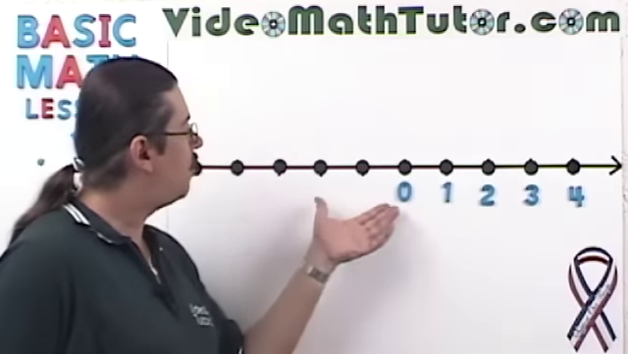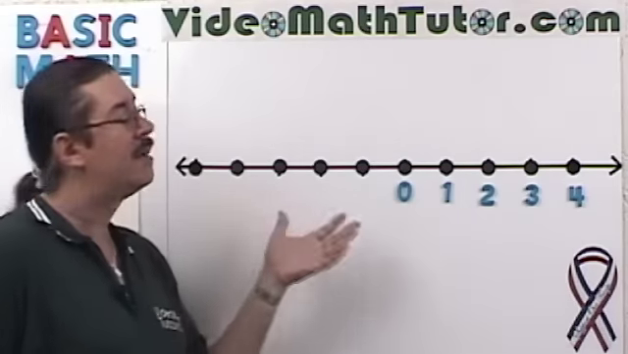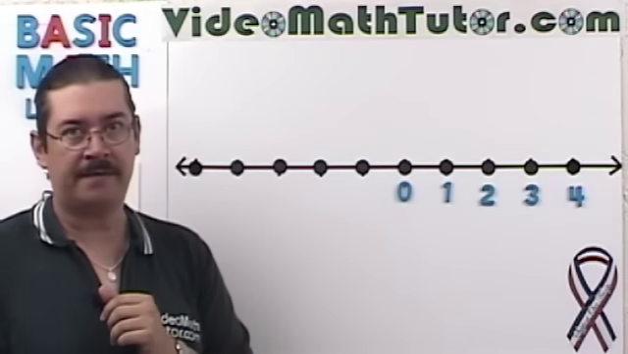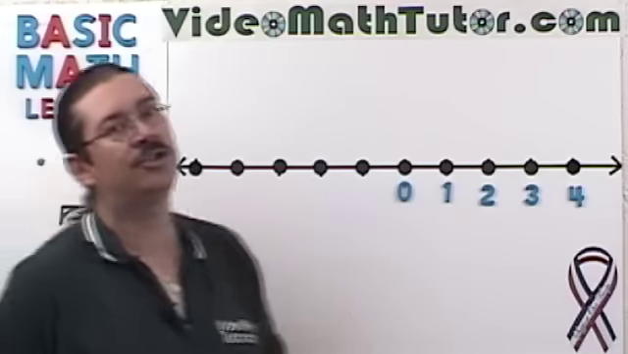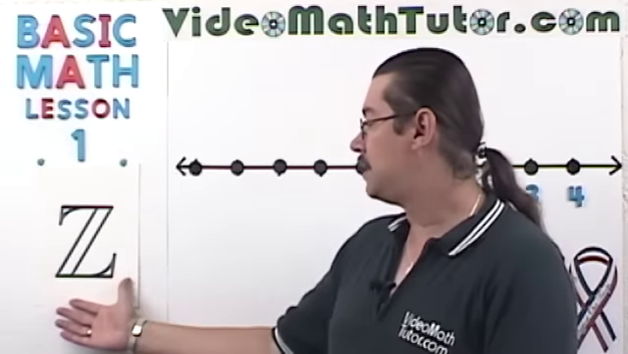But see, there's this whole other area on the number line which we have not talked about. Now, we want to talk about them. And that is where integers come in handy. The symbol for integers is a Z.